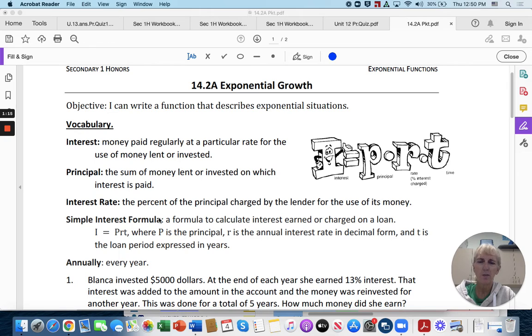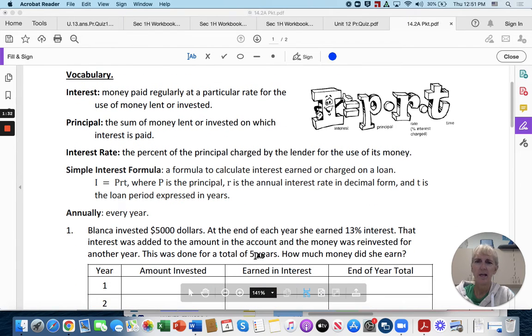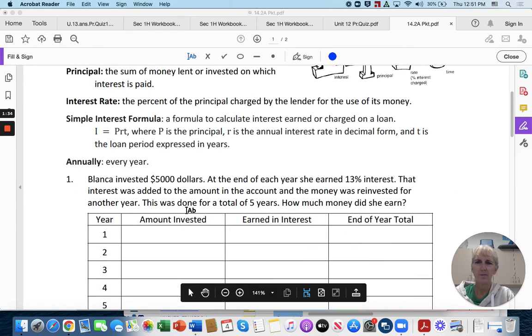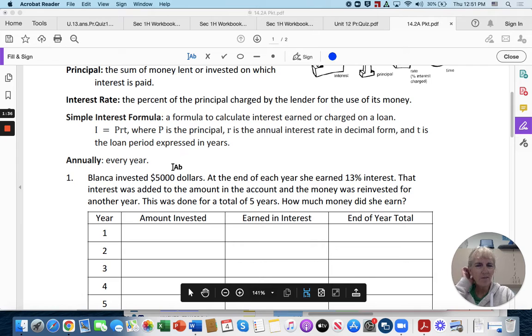Simple interest formula, a formula to calculate interest earned or charged on a loan. I equals PRT, where P is the principal, again the amount of money, R is the annual interest rate in decimal form, and T is the loan period expressed in years. Annually means every year. So Bianca invested $5,000.